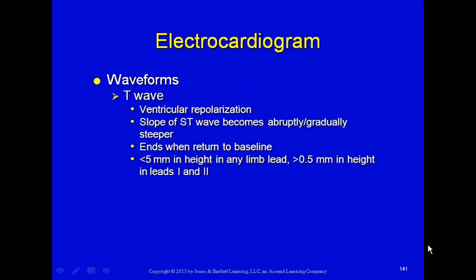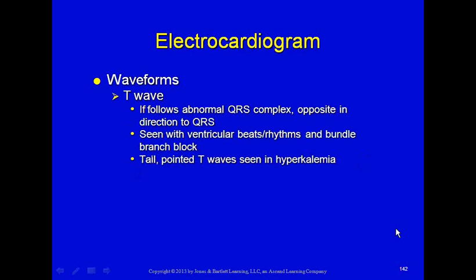The slope of the T wave starts gradual and then becomes gradually steeper, and then it ends and returns to the baseline. It should be less than 5 millimeters in height, less than 5 small squares in any limb lead, and should be greater than 0.5 millimeters in height in leads 1 and 2. The T wave should follow a QRS complex and should be in the same direction as the QRS.